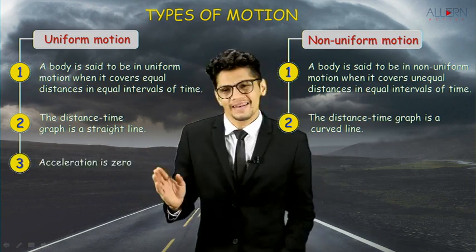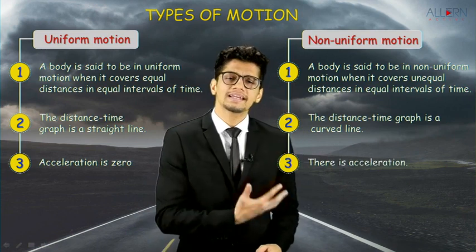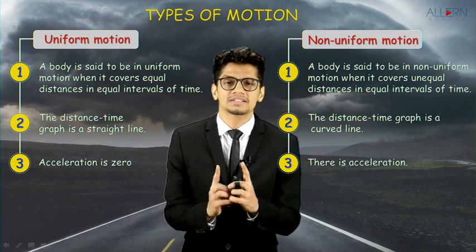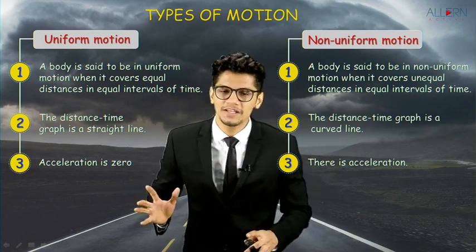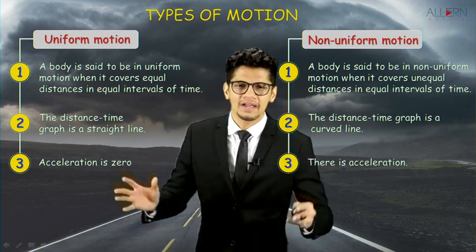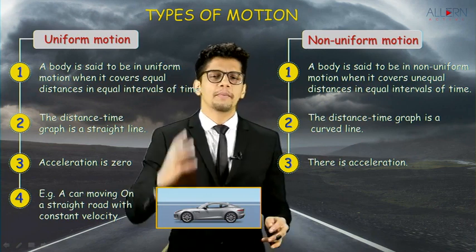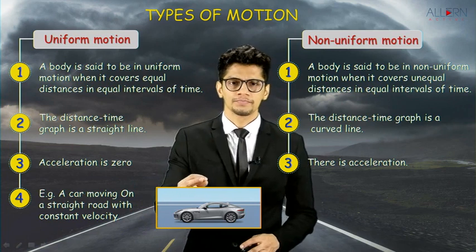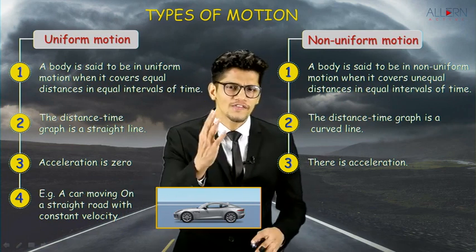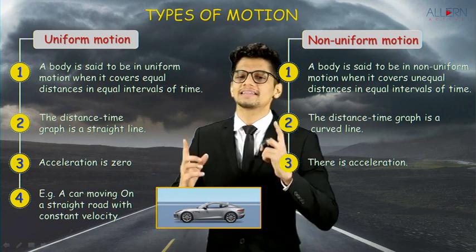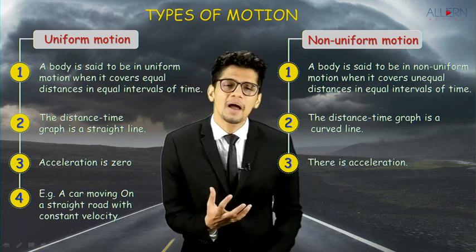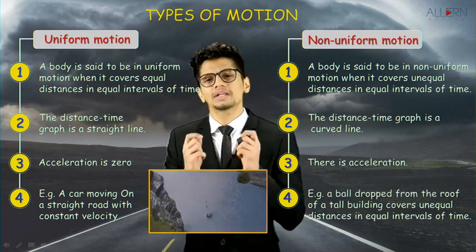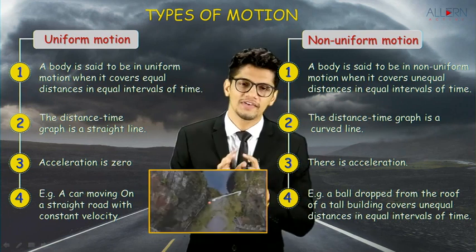Let's see the next point. The next point says acceleration is 0, and here there is acceleration. When we actually understand the concept of acceleration in a while, we'll understand why in uniform motion the acceleration is 0 and here there is acceleration. And the final point we'll conclude by writing the example. And here the example is a car moving on a straight road with constant velocity. Now if it is moving with constant velocity, we know that it will cover equal distances in equal intervals of time. And here we have an example of a ball which is actually dropped from the roof of a tall building, and we know it will cover unequal distances in equal intervals of time.